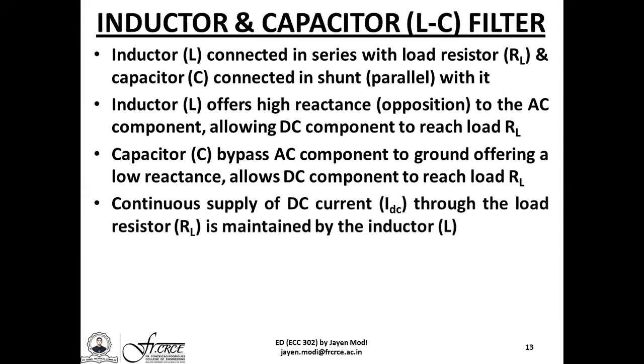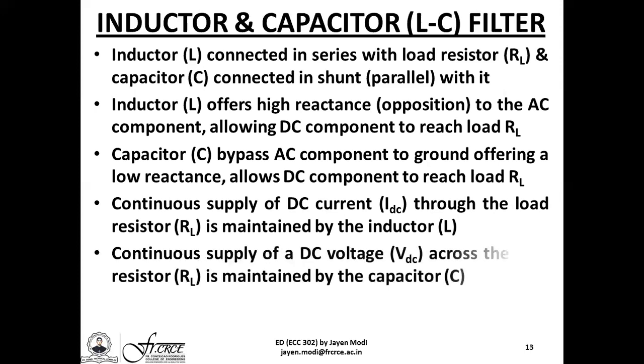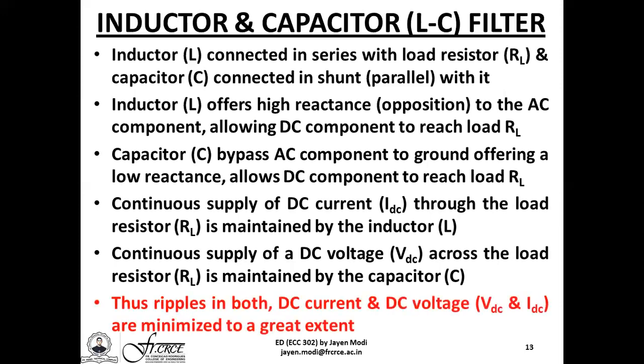So the continuous supply of DC current IDC through the load is maintained by the inductor L, as we have seen already earlier, while a continuous supply of an almost constant or almost stable DC voltage VDC across the load RL is maintained by the capacitor C. Thus, ripples in both the DC current and the DC voltage, that is ripples in VDC as well as IDC, are greatly minimized thanks to the combined filtering actions of the inductor and the capacitor.